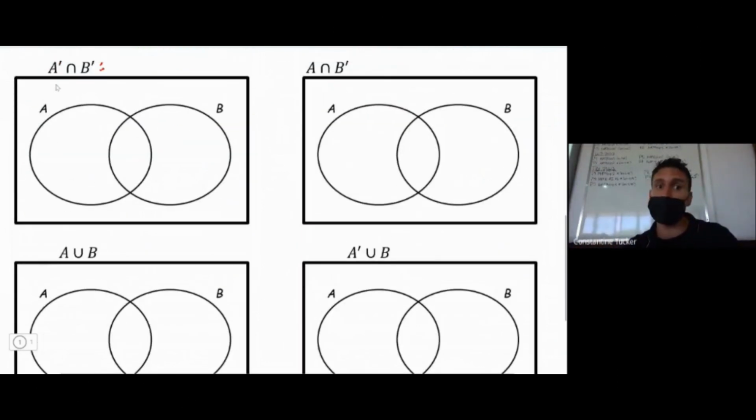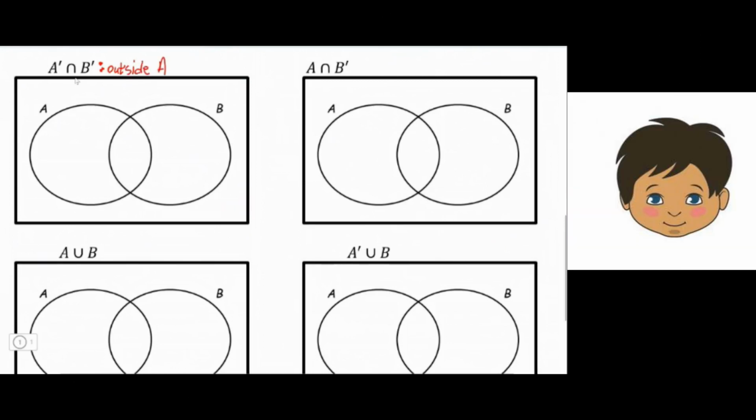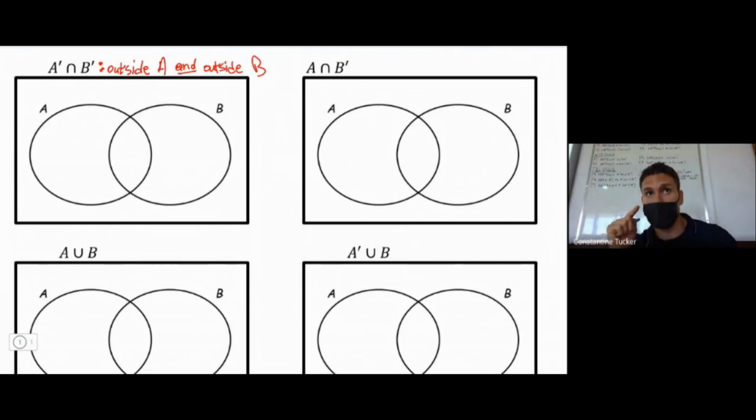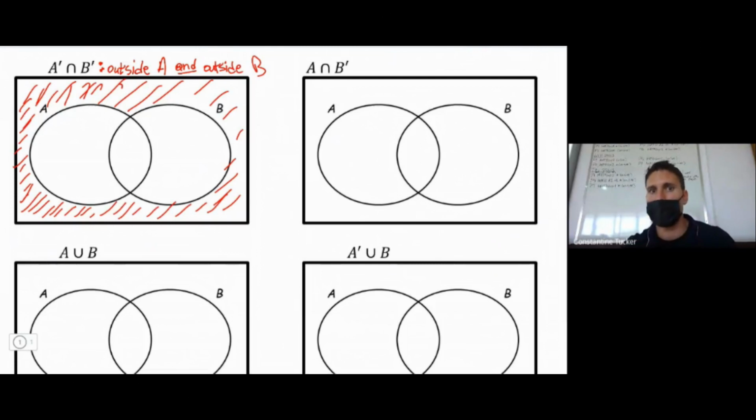This one, A dash intersection B dash. How will you translate this? Call it out. Outside A and outside B. Perfect. Now this one is slightly harder. We want to make sure these are both true at the same time. Outside A and outside B at the same time. Exactly. So in this case, we go straight to everything outside the two circles because we want them to be true at the same time. It's like saying, I want to be outside of Rio de Janeiro, I want to be outside of Sao Paulo. So I shade all of Brazil except these two states. Everything outside this.